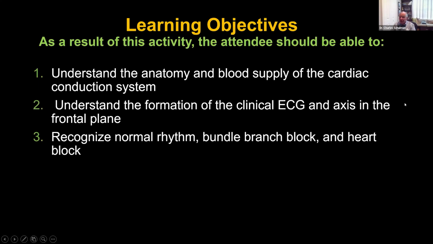And so with that, we'll turn to the learning objectives for this talk. I'll review the anatomy and blood supply of the cardiac conduction system, explain and expand on the formation of the clinical EKG, and talk about approach to reading an EKG, rhythm, bundle branch block, and heart block. The second talk in the series is about atrial and ventricular arrhythmias, and the third talk is about ST and T-wave abnormalities.